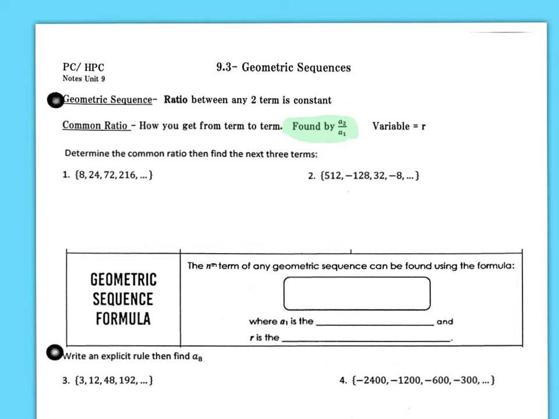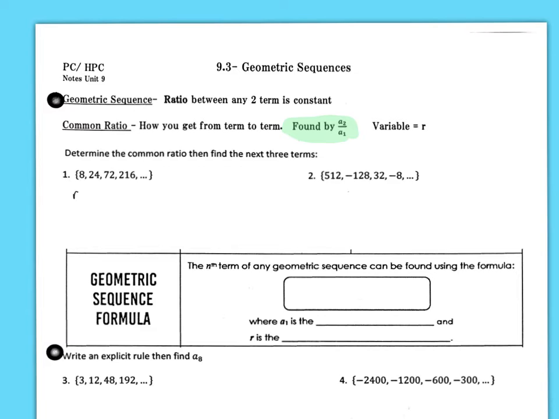For this, we're going to find the common ratio and then find the next three terms. Because we're multiplying, the numbers will get larger quicker, or if we're dividing, the numbers get smaller quicker. So don't be surprised when you have very, very large numbers, like 6-digit numbers as your answers.